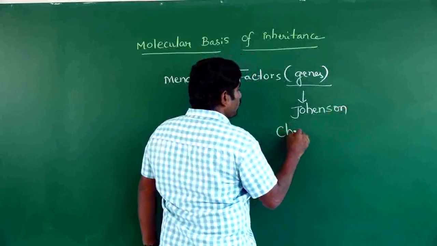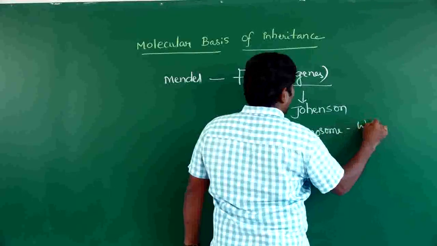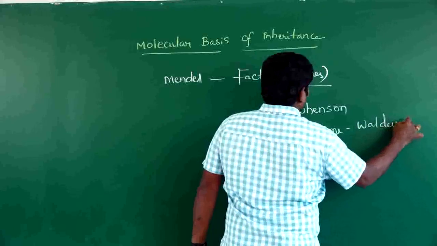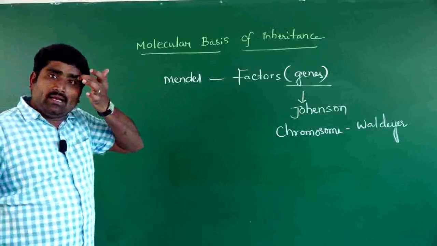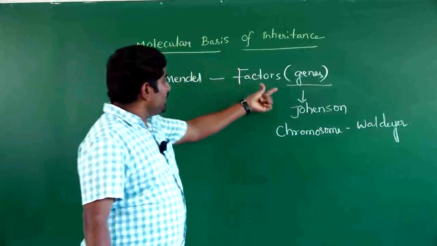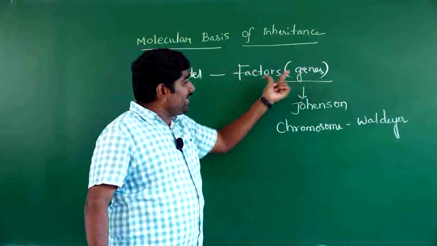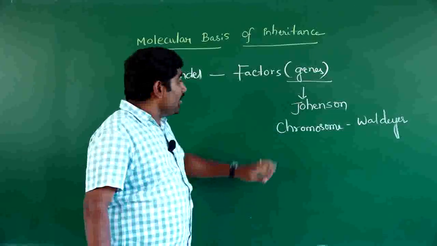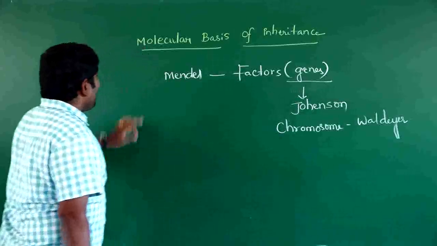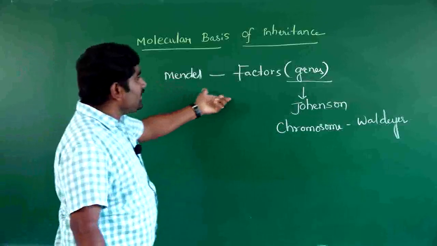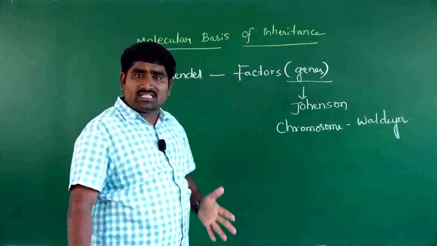And the term chromosome was proposed by Waldeyer. The term gene was not used by Mendel. Instead of genes, he used the word factors. The term gene is given by the scientist Johansen, and the term chromosome is given by Waldeyer. Mendel's factors are the ones responsible for inheritance.